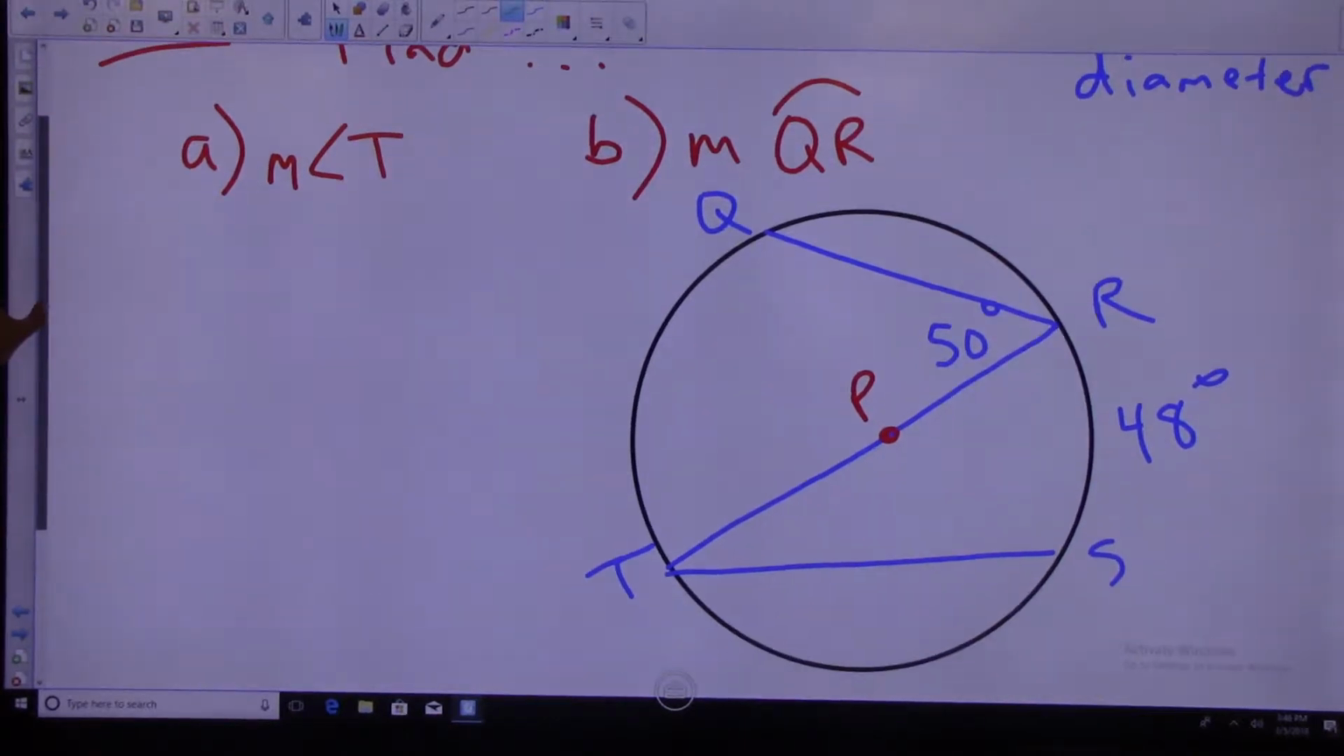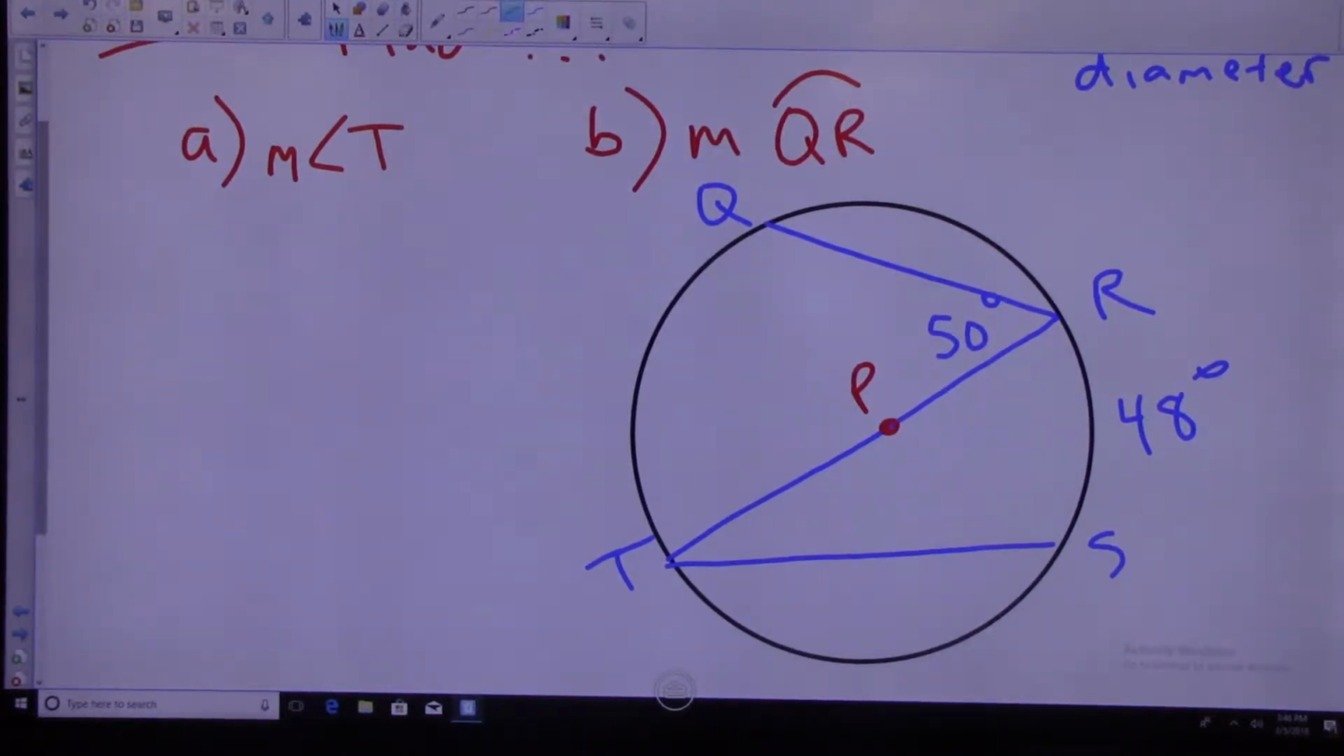So here's the picture. Let me scroll down to it so you guys can see it. Draw that picture. We want to find two things here. Angle T first, and that one shouldn't be too difficult. And the measure of arc QR, that's going to be a little bit tougher. We got to find a few things before we can find that. So let's see what we got here. Now guys, a problem like this is kind of like a puzzle. You got to find one piece first before you can fill in other pieces.